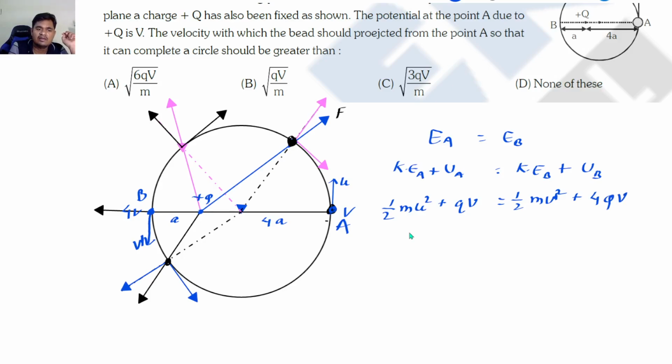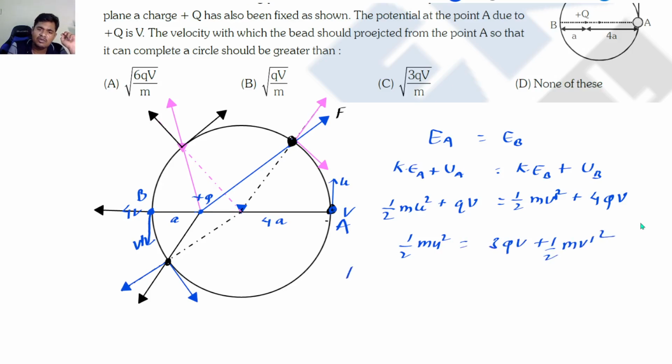because the potential here, the distance is 1 by 4 times this distance. The distance of the particle from here is 4a, and for a distance a the potential is V, so for a distance 4a the potential will be 4V. Now if you simplify it, you will get half m U square, that is nothing but 3QV plus half m V dash square.